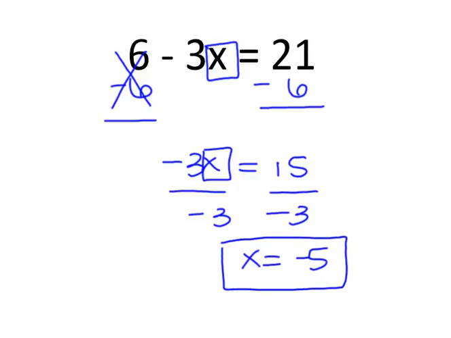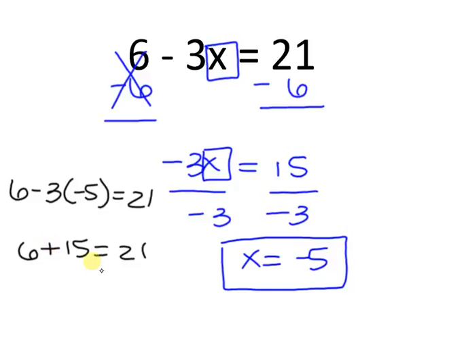And then make sure that you check your work. Negative 3 times negative 5 is positive 15. 6 plus 15 is 21.